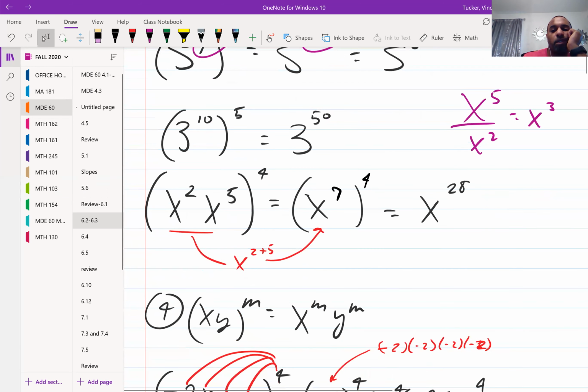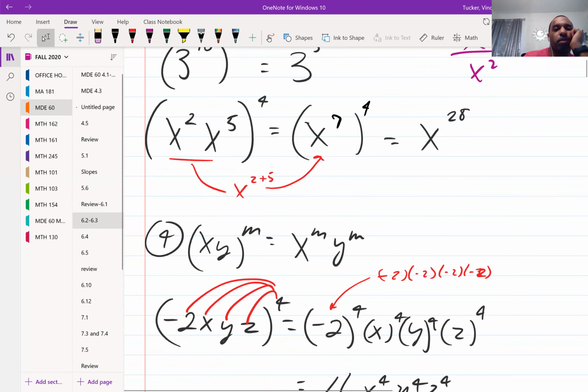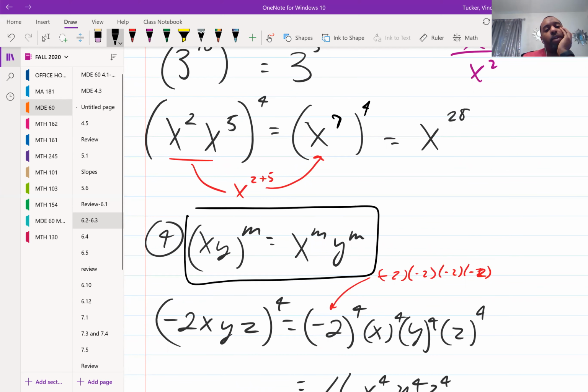All right. The next one, let me erase some stuff though. All right. So the next rule, xy raised to the nth power. Making sure we got, yeah, okay, just make sure we're on track.